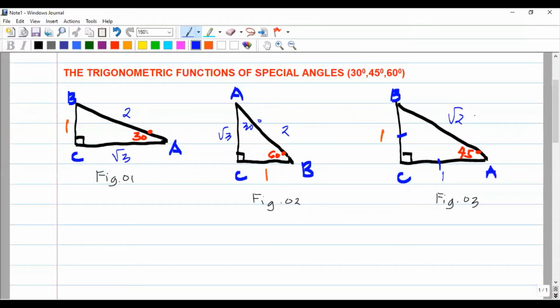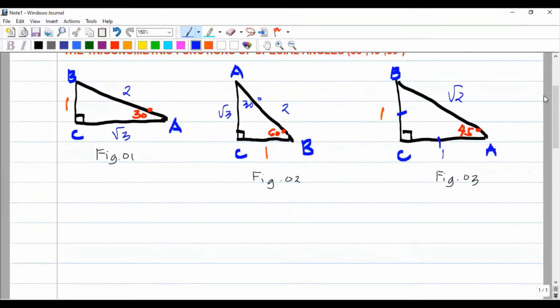Now we are ready to give the values of the 6 trigonometric functions of these triangles. We start from figure 1. We have sine 30 degrees is equal to opposite over hypotenuse, which is 1 over 2. And the cosine 30 degrees is adjacent side, square root of 3, over hypotenuse, which is 2.